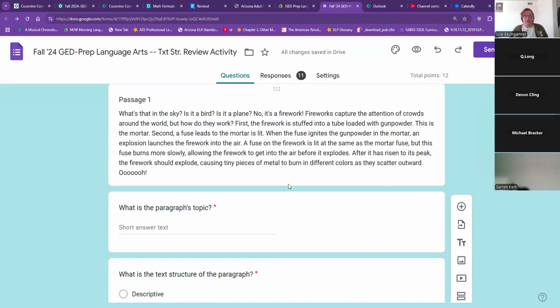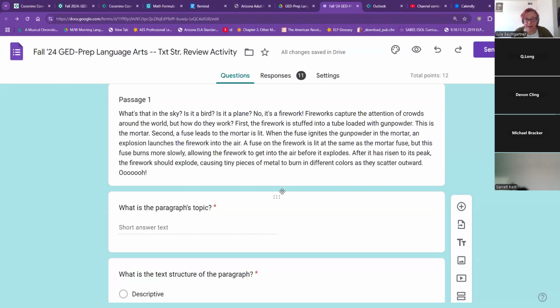Okay. What's in the sky? Is it a bird? Is it a plane? No, it's a firework. Fireworks capture the attention of crowds around the world, but how do they work? First, the firework is stuffed into a tube loaded with gunpowder. This is the mortar. Second, a fuse leads to the mortar. A fuse leading to the mortar is lit. Sorry, I probably typed that poorly.